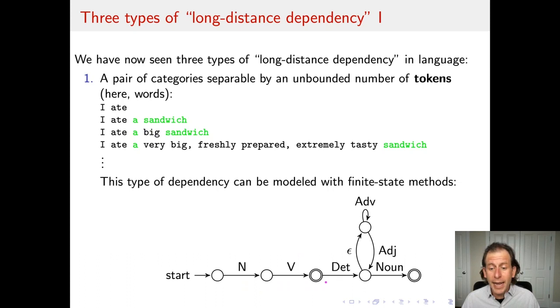But if I have a determiner, now I can't stop until I eventually get this noun. I can have adjectives stacked as much as I want. Each adjective can have as many adverbs before it as I want. But I have to have that noun eventually in order to get to another accepting state. So that's long distance dependency number one.